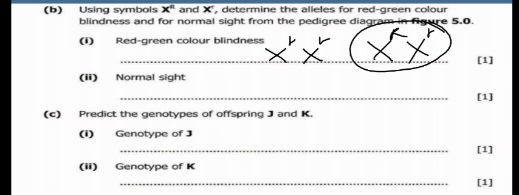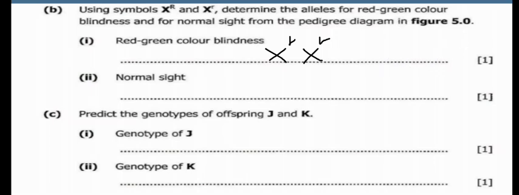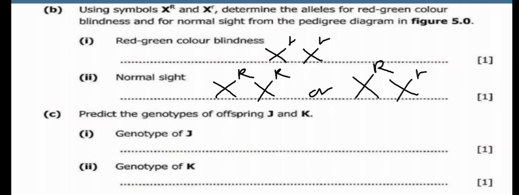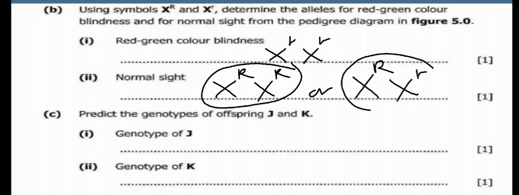I'm even emphasizing this part here: a carrier is a normal person. So this one here is not going to work. For normal sight, we can write two options, whereby we say X, then we use the capital letter R, or we can say X with capital letter R and X with small letter r. This one is just going to be normal, and this one is going to be normal but a carrier. So that is how you're supposed to write this one here.